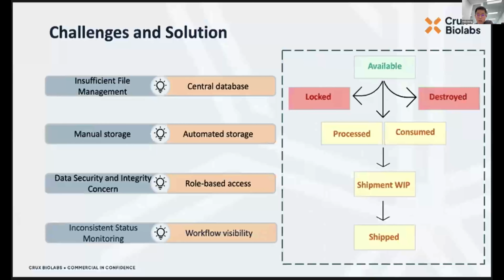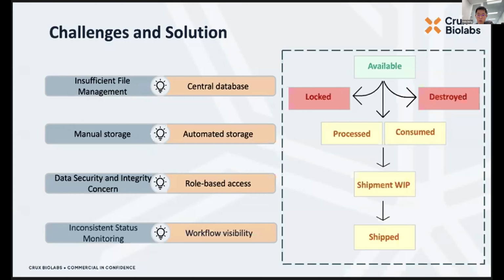And finally, we use LabKey to assign different statuses to each sample, ensuring that every sample can be tracked at any stage. So at Crux, we use Available to indicate that a sample is ready to be processed or used, or is currently in storage. And once the sample has been handled by our operators, we will change the status to Processed or Consumed, depending on the type of service.